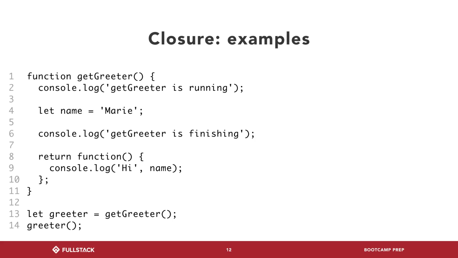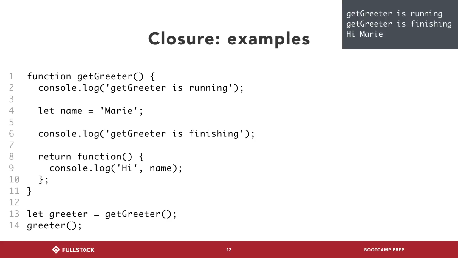On line 13, we do our normal thing of saying greeter equals getGreeter. What does getGreeter return? It returns an anonymous function. So greeter is now equal to the function we created on lines 8 through 10. But when we console log out greeter, we get "hi Marie."